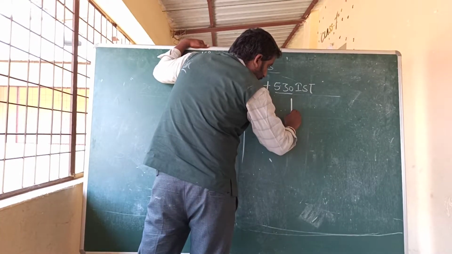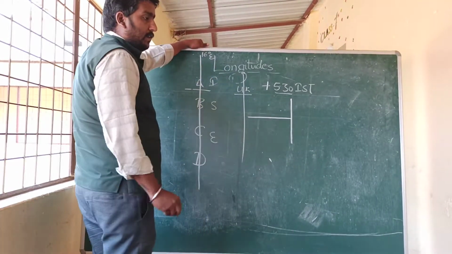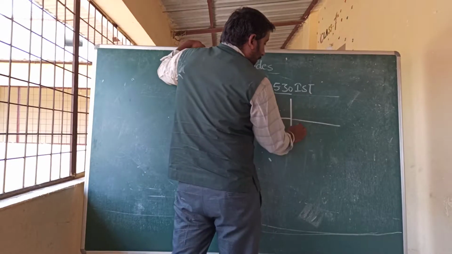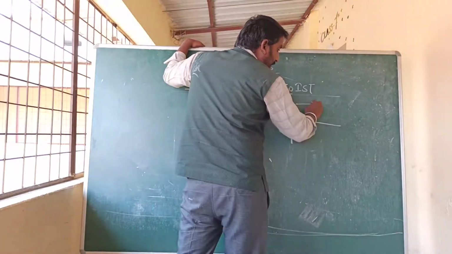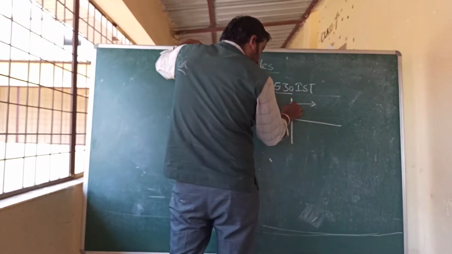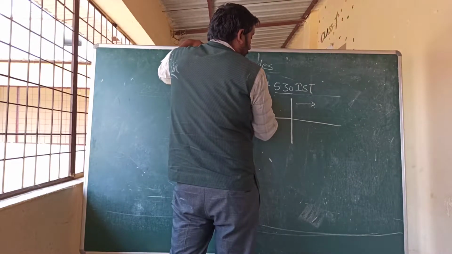Suppose this is our country. When you go this way, the time decreases, and here it increases. Means the countries which are on this side of our country have time ahead of us, and the countries which are on this side of our country have time behind us.